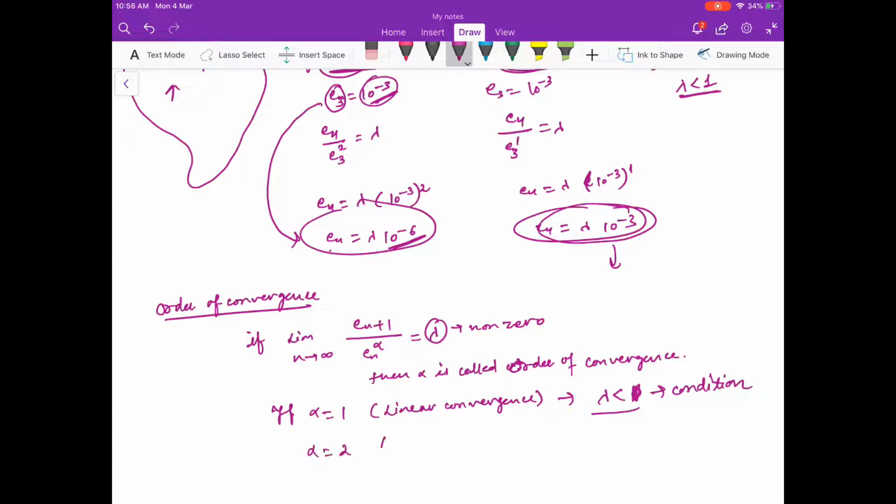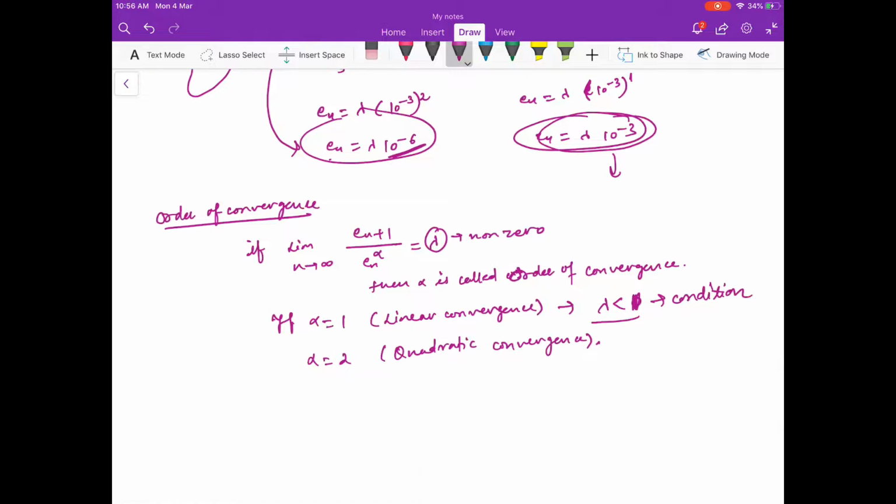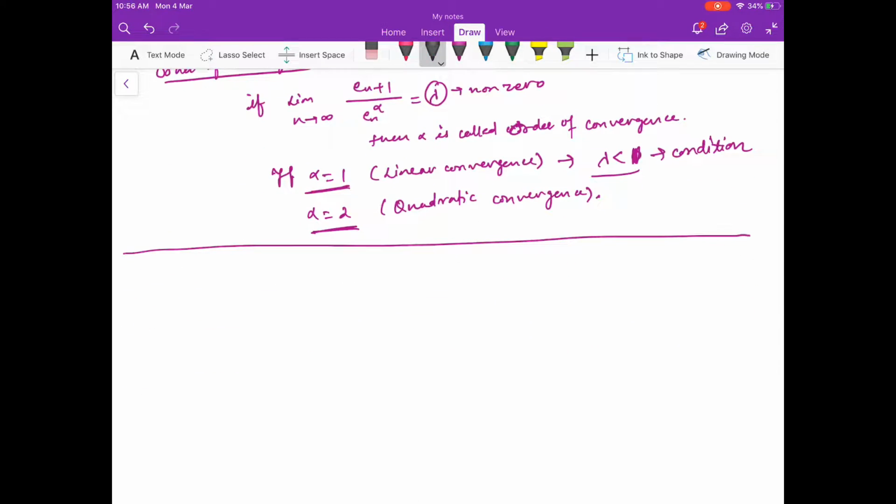This is the condition on lambda, because otherwise it is not a convergent sequence. If alpha is equal to 2, we call it a quadratic convergence. Here lambda can be anything, right? So this is the order of convergence. Now we would look at an example to see how alpha equal to 1 and alpha equal to 2 will affect the convergence.